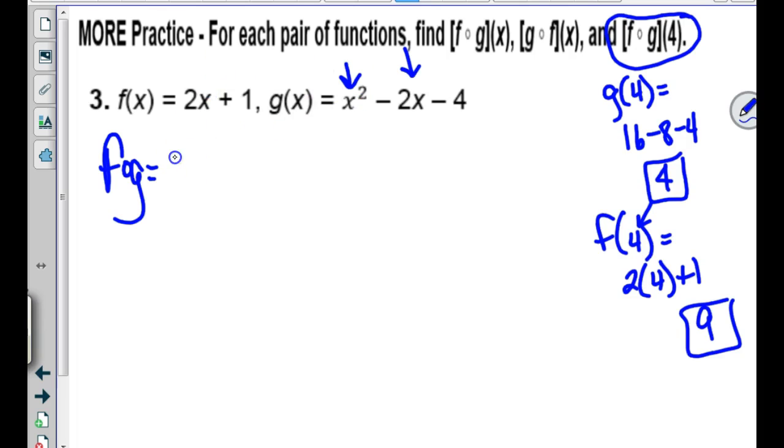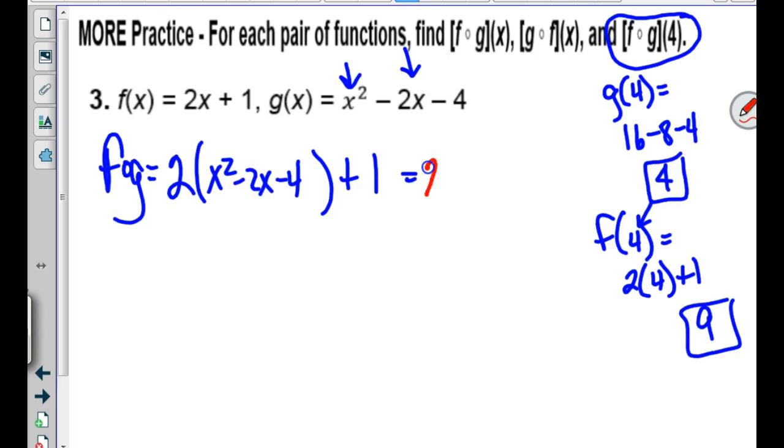G into f. So we write out f, and we put all the g function in where there used to be an x. Okay, simplify that, somebody. 2x squared minus 4x minus 8 plus 1 would be minus 7.